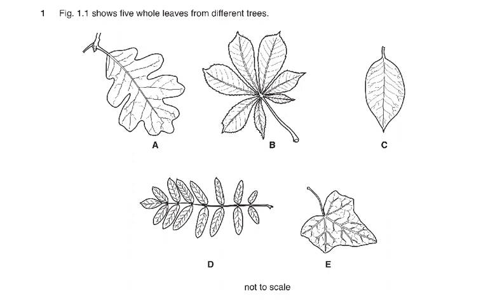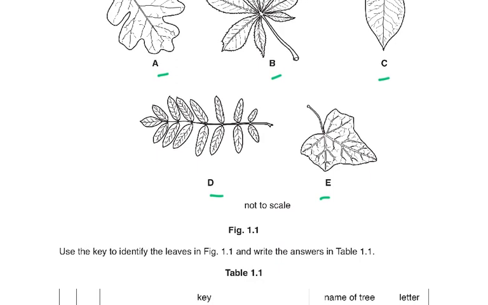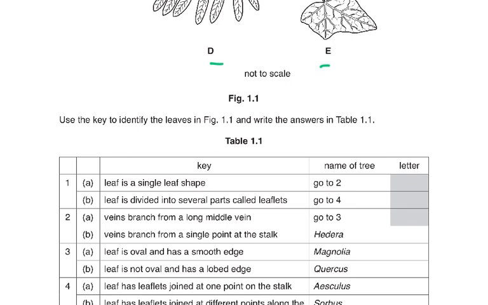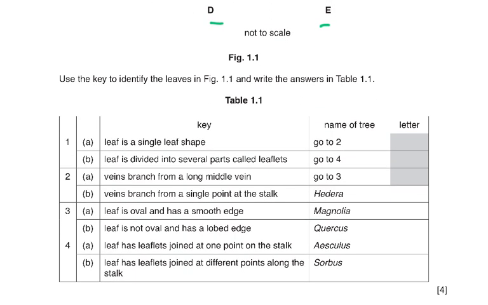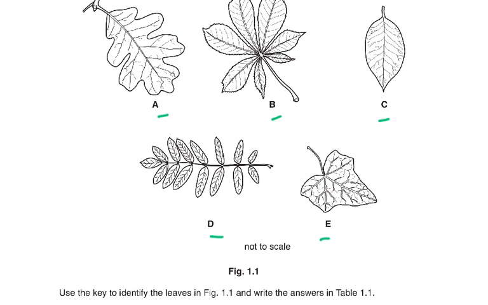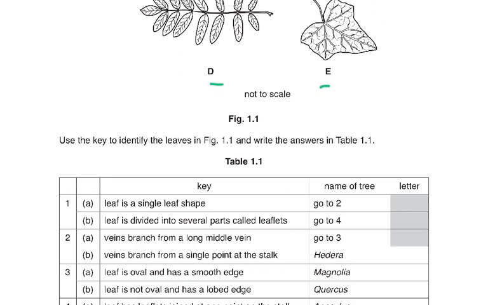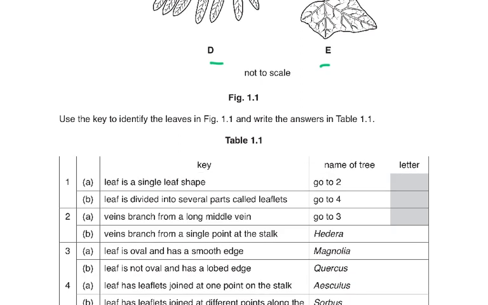Figure 1.1 shows 5 whole leaves from different trees: A, B, C, D, and E. Now, use the key to identify the leaves in figure 1.1 and write the answers in table 1.1. Leaf is a single leaf shape. Let's look at it. Which one is a single leaf shape? It's A, C, and E. You go to 2. So if it's a single leaf shape, it's A, C, and E.